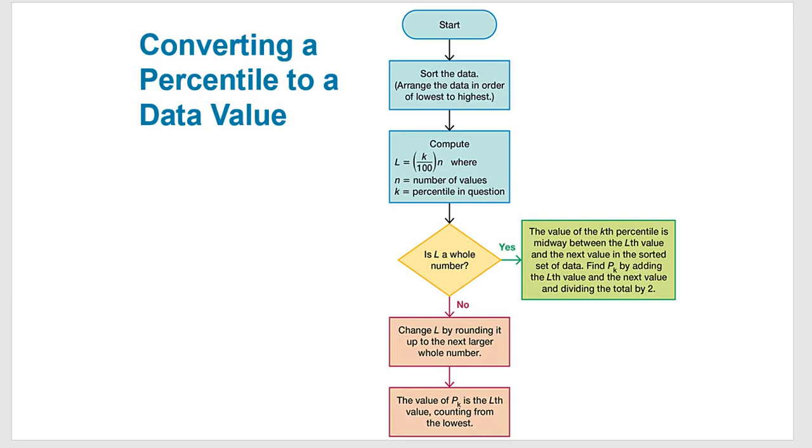So if your locator is a whole number, then you want to find your P sub K by adding the nth value and the next value and then dividing by 2. So you take that number plus the one above it and divide by 2. But if you don't get a nice pretty whole number, it's pretty easy. You're just going to change L by rounding it up to the next bigger number. That's it. So I like this little flow chart because it walks you through it. So if you ever get lost, just come back to this flow chart and it'll walk you through step by step what you need to do.